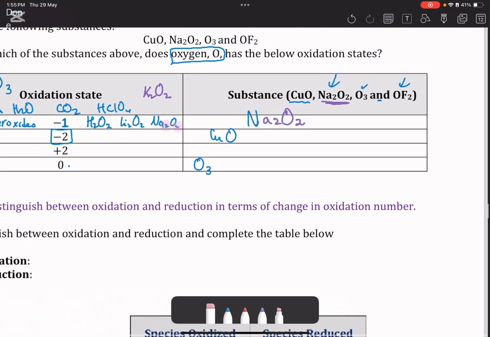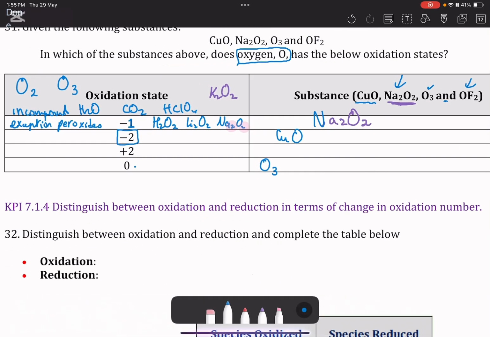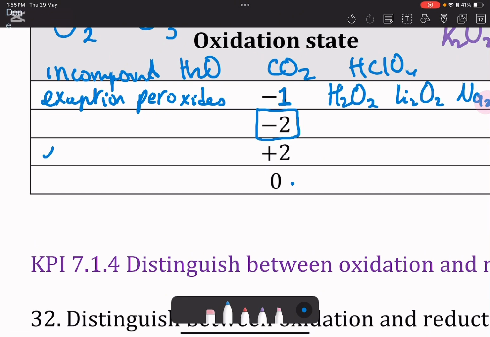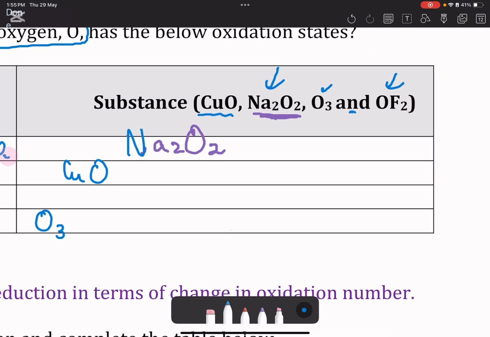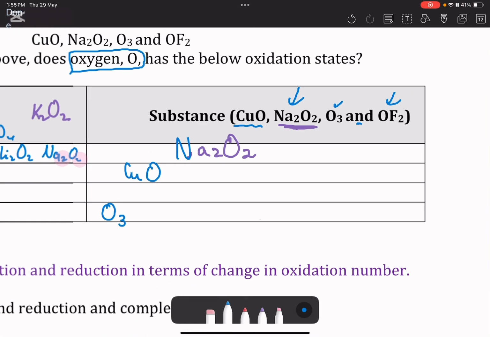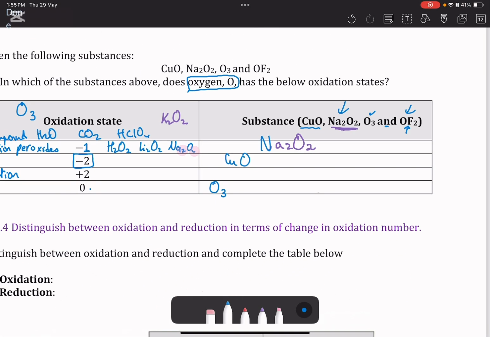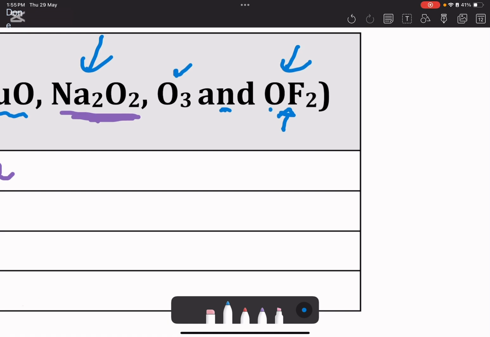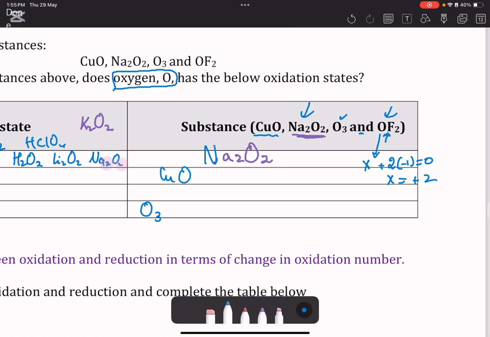Now, we still have plus 2. You've never seen O to be plus 2, and that's definitely an exception. Now, let's look at the choices given to us. F in compounds is always negative 1 without any single exception. Therefore, the exception here is the oxygen. So let's solve for it. I'm going to put O as X plus 2 multiplied by negative 1 equals 0. X is positive 2. Don't worry about this example. The exception is this one.